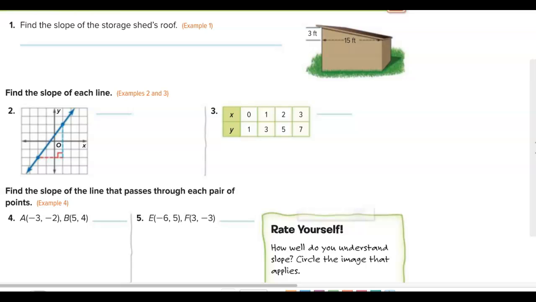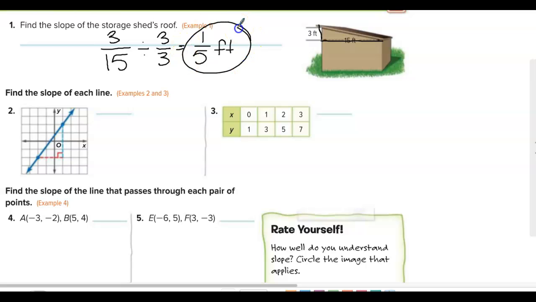Number 1, the slope of the storage shed's roof. So you're doing the rise. How much does it rise? 3. And how much does it run? 15. Can you simplify 3/15? Yes. I divide both the top and bottom by 3, so I get 1/5. And what do I label it? Thumbs up if you got that.